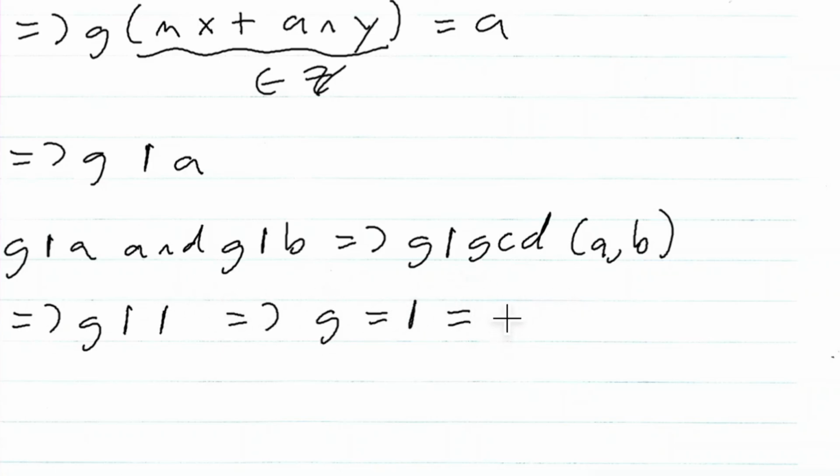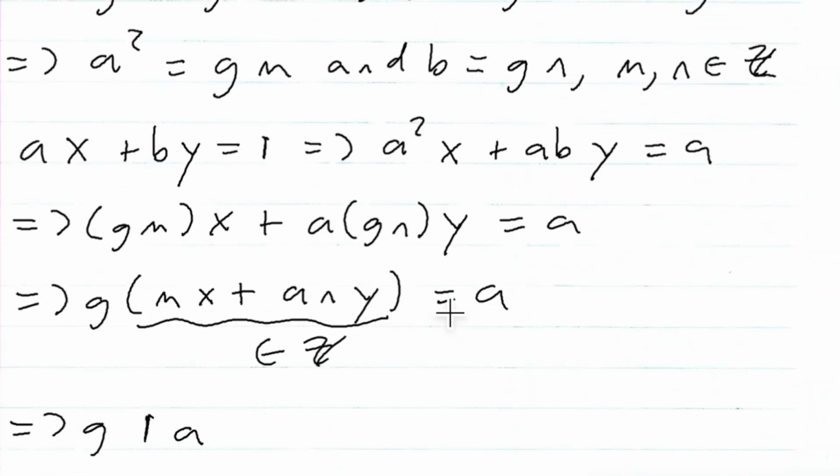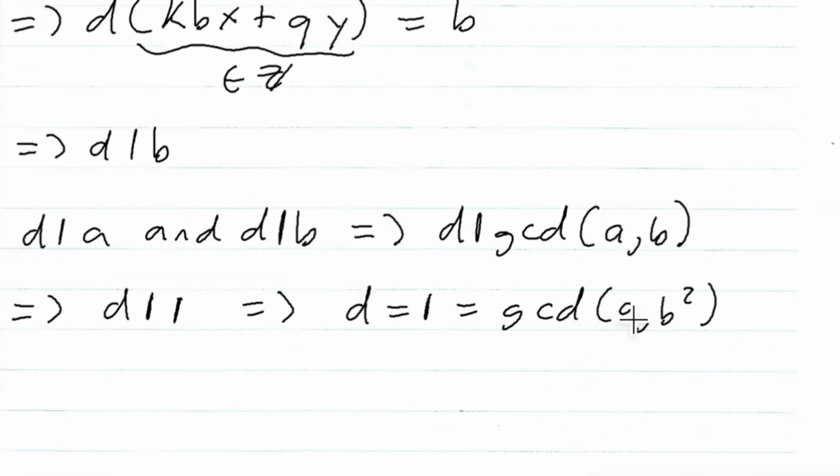And I set G to be equal to the GCD of A squared and B. Right? Now, why did Burton want us to investigate that the GCD of A squared and B is equal to 1 and the GCD of A and B squared is equal to 1?